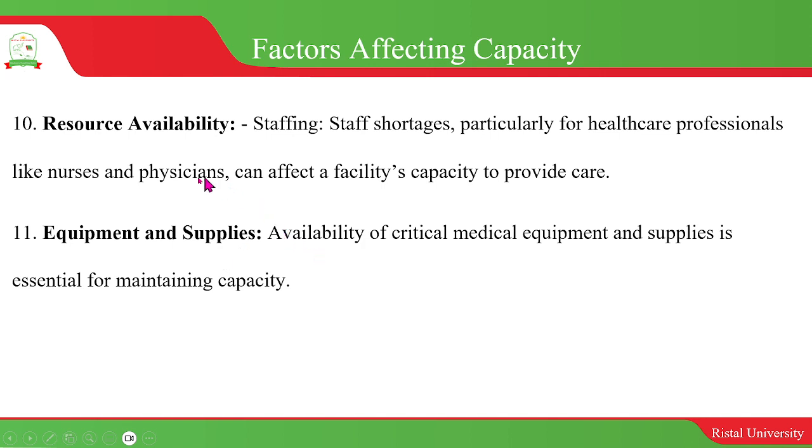Equipment and supplies, very important. Okay. Somebody comes to the facility, is consulted, and at the end goes back without drugs. What will be the meaning of that? We don't have enough supply, we don't have drugs, we don't have everything. It is actually more frustrating to the patient, who will not even come back again next time. Availability of critical medical equipment and supplies is essential for maintaining capacity.